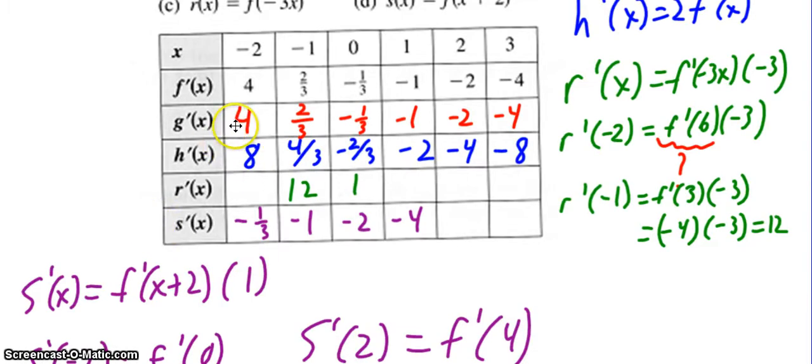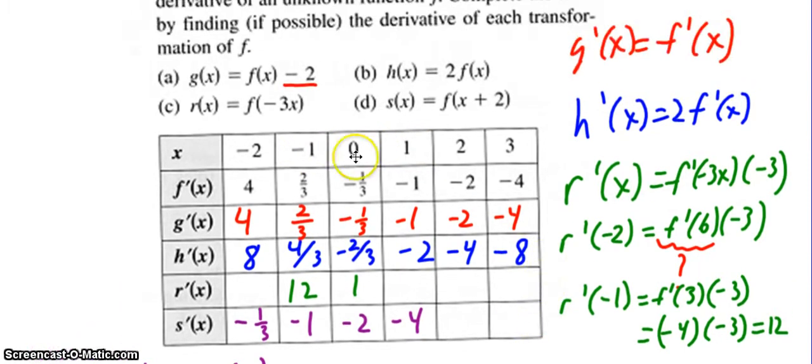Alright, so we should be able to find all of the information for g prime of x, all of the information for h prime of x. We can find r prime of -1 and 0, and we can find s prime of -2, -1, 0, and 1. How do we come up with that? Well, if g of x is f of x minus 2, then the derivatives are the same, because what's the derivative of a constant? It's 0. So I know g prime of x equals f prime of x, therefore the derivative values are all the same.